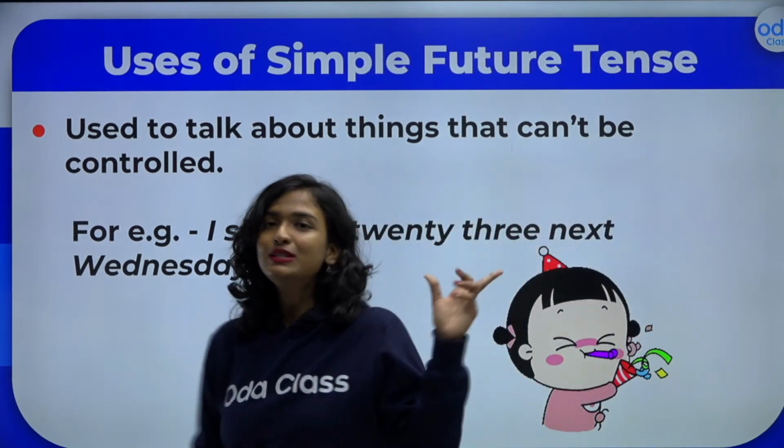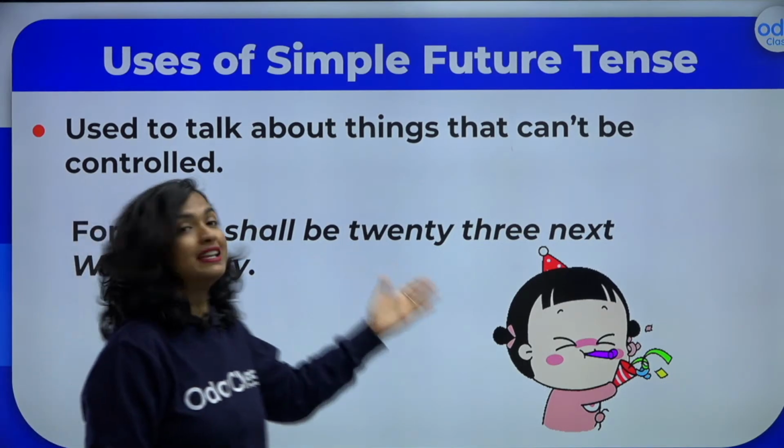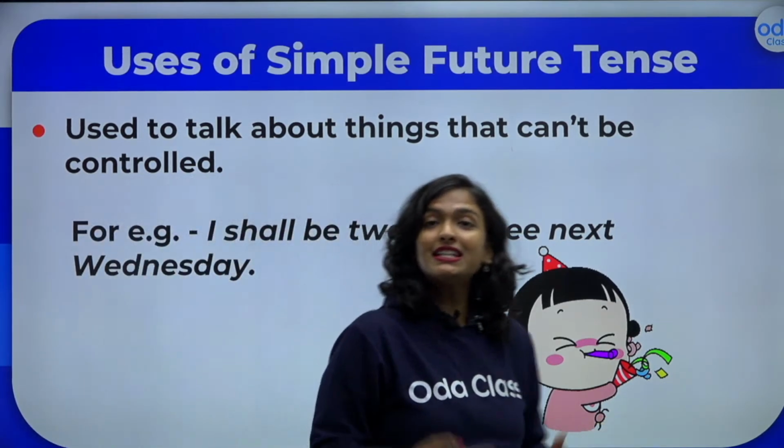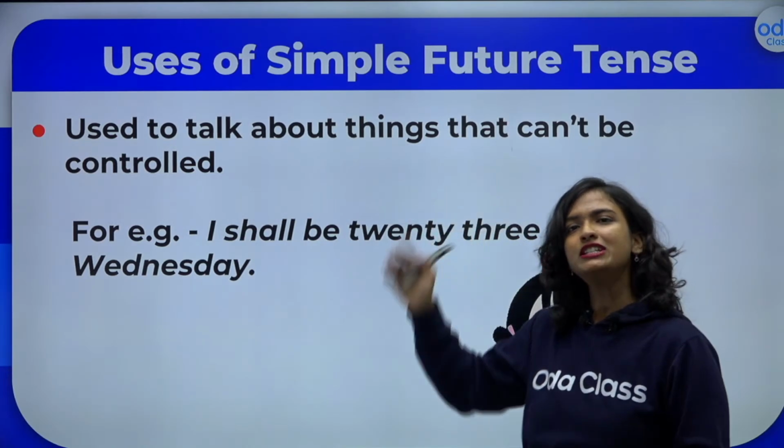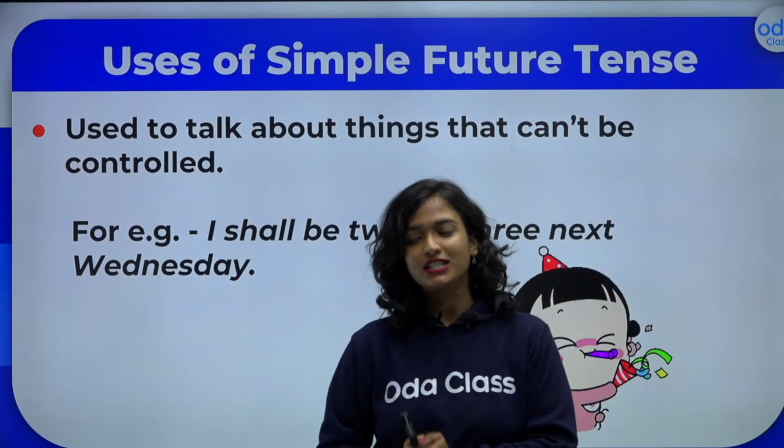That's why I use the simple future tense here. This thing is bound to happen. It is inevitable. It cannot be controlled. That's why I use the simple future tense.